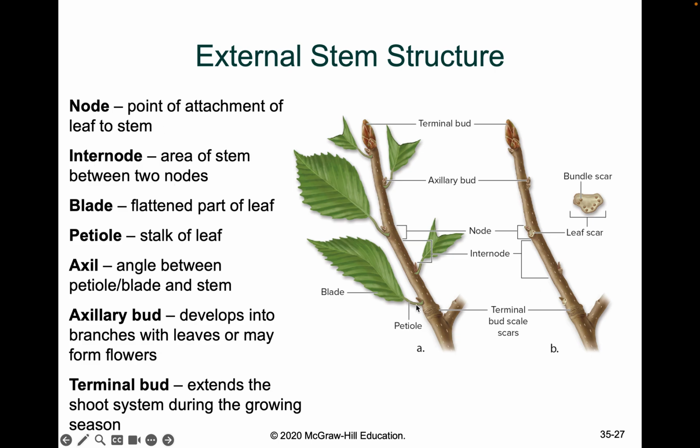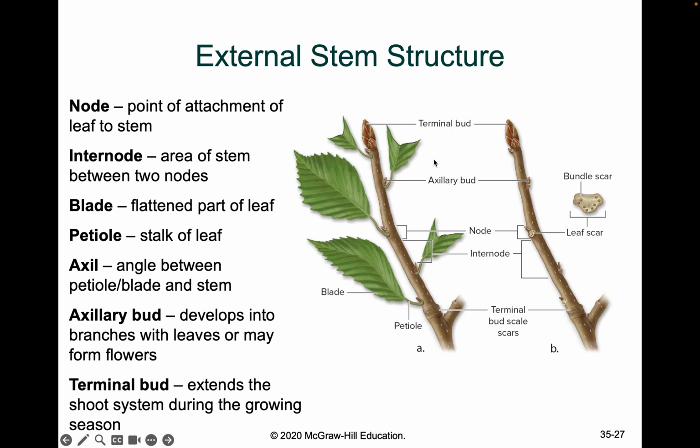So this is the stem. Then you have the leaf. The node would be right here. It's just the point of attachment. The internode is the area between one node and the next. Then the blade is the flattened part of the leaf. The petiole is the stalk of the leaf, so this part over here that helps attach the leaf to the stem.